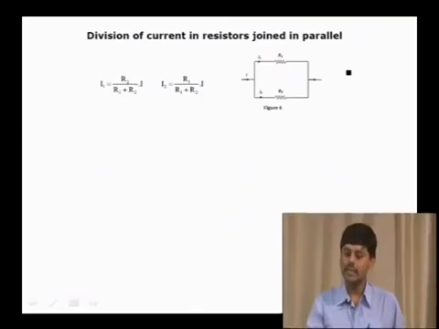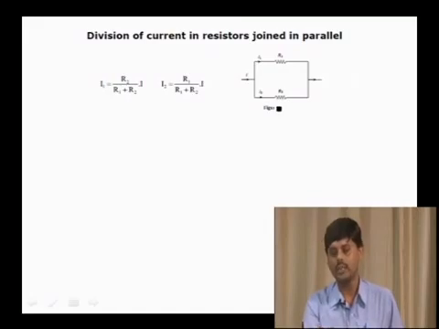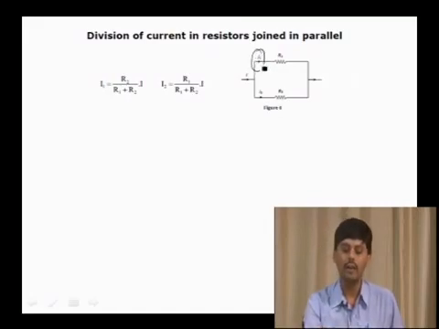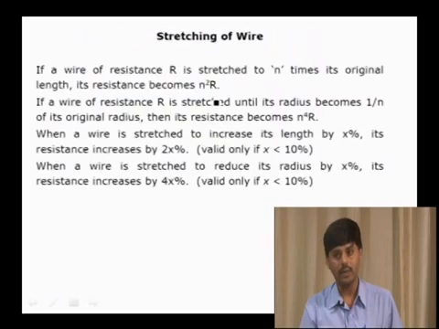Division of current in resistors joined in parallel. If you have only 2 resistors, how do you calculate the I1 and I2 values? By using the formula I1 is equal to R2 divided by R1 plus R2, into I. Similarly, I2 is equal to R1 into I divided by R1 plus R2. This is called the branch current formula. It makes it easy to find the current in circuits.